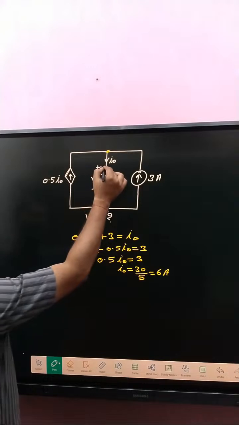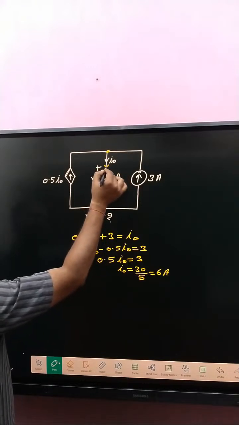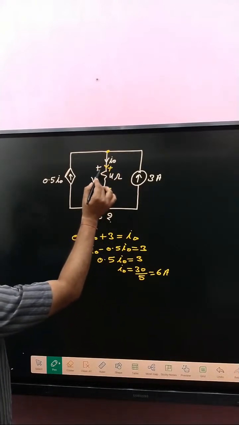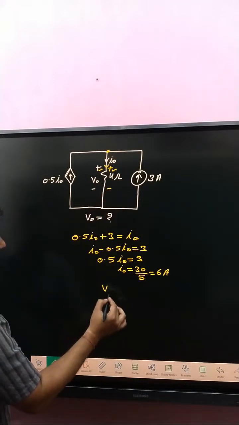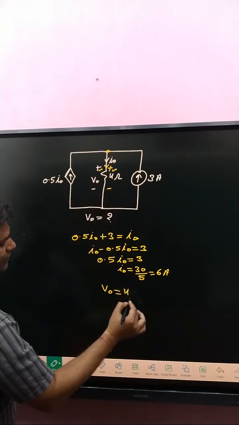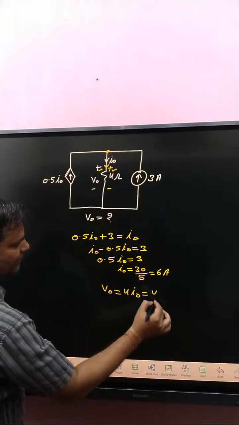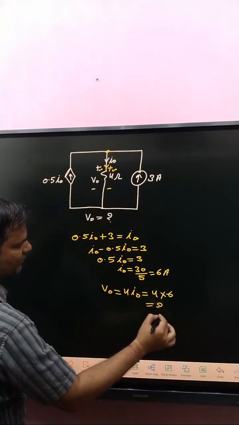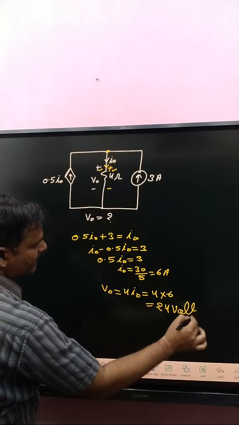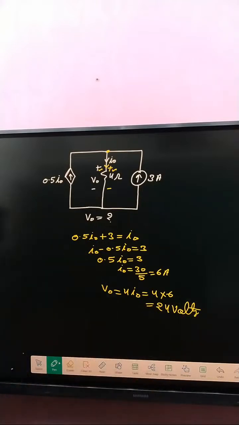Now the I naught direction is positive to negative, and both polarities are same. So V naught is written as 4 into I naught. So 4 into 6, that is how much? 24 volt.